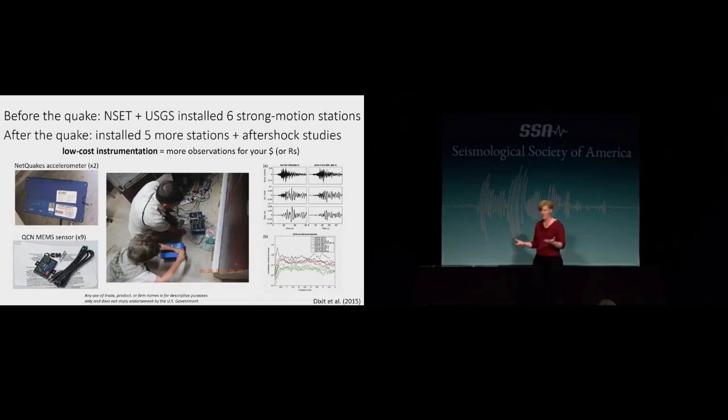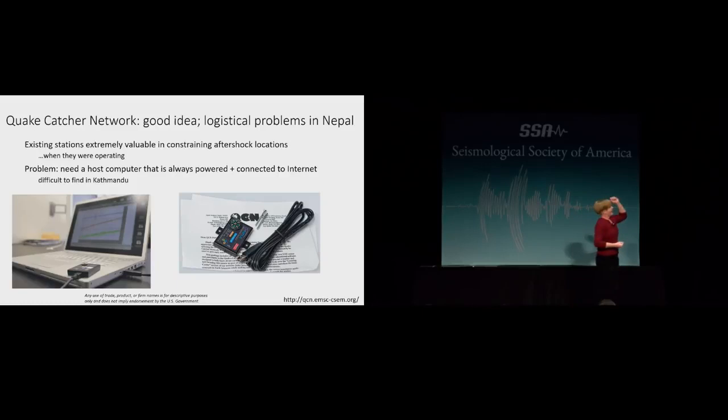Before the quake happened, the USGS and our local partner had already installed several strong motion stations to try and capture the earthquake that we knew was coming. After the quake, we installed additional stations, and there's been a focus on low-cost instrumentation so we get more observations for our dollar. These low-cost instruments started out as part of the Quake Catcher network.